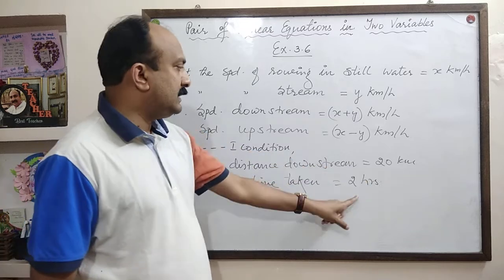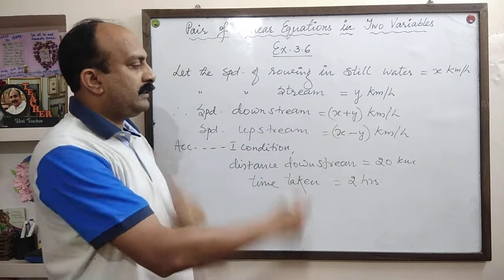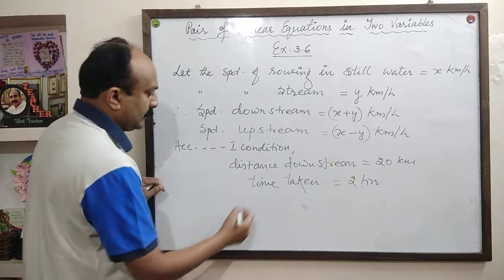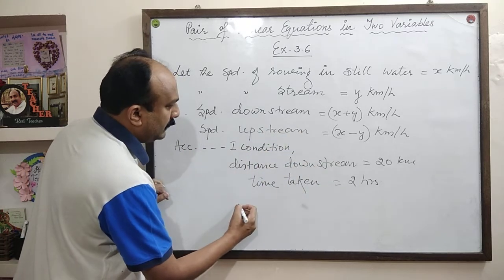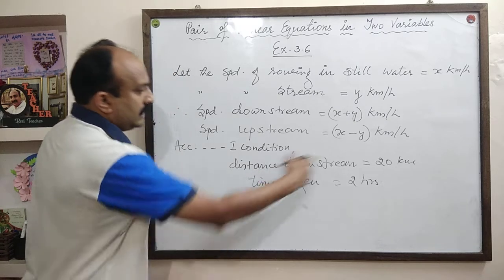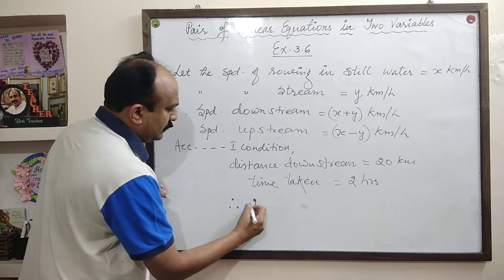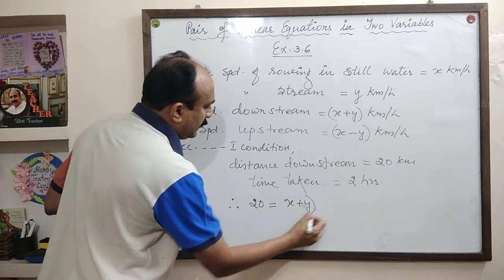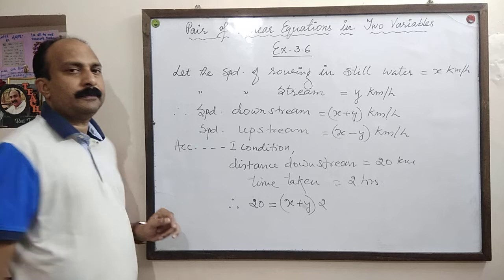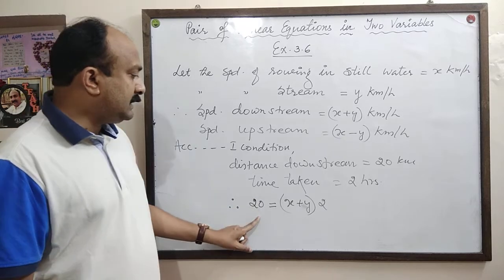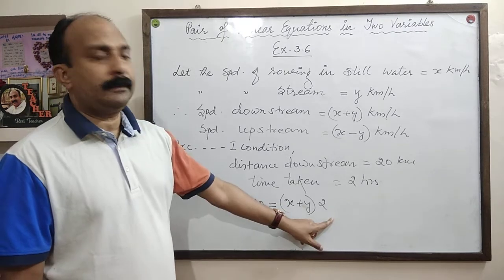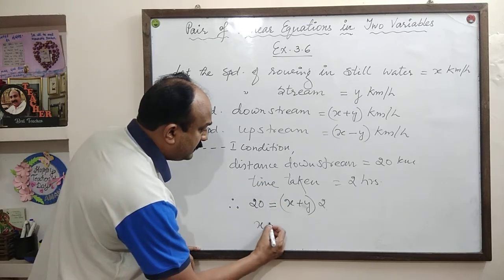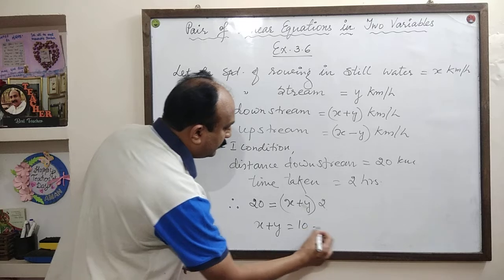This is distance, this is time, and this is speed. What is the relation between the three? Distance is equal to speed into time. So we know that, therefore distance 20 is equal to speed x plus y into 2. We have used the formula distance is equal to speed into time. This 2 and 20 can get cancelled. So the first equation is x plus y is equal to 10.